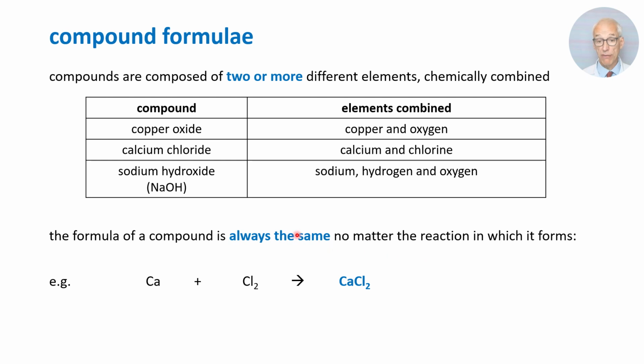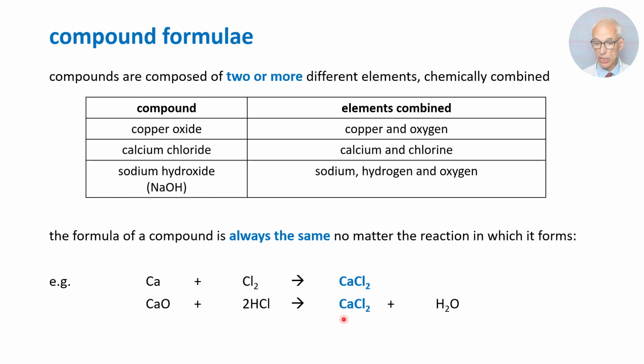Now, the formula of a compound such as calcium chloride is always the same, no matter the reaction in which it forms. So calcium chloride is where we combine calcium with chlorine to make calcium chloride. The formula of calcium chloride is CaCl2. But we could also make calcium chloride by reacting calcium oxide with hydrochloric acid to make calcium chloride and water. But the formula of calcium chloride is always the same.